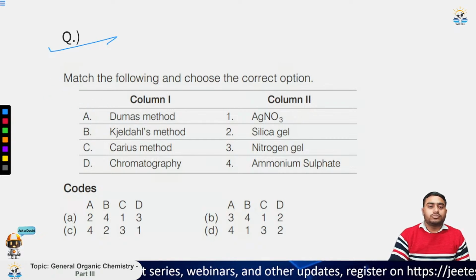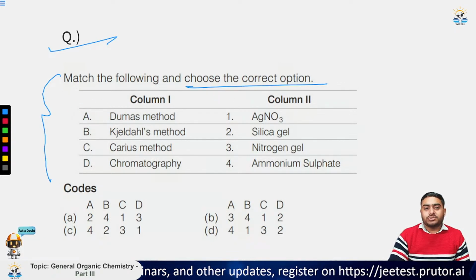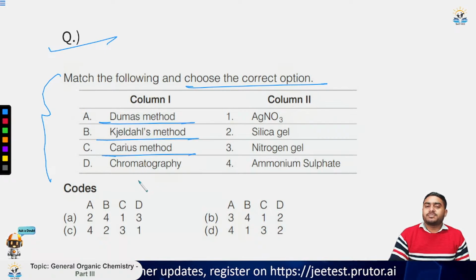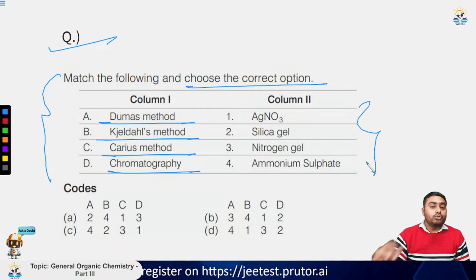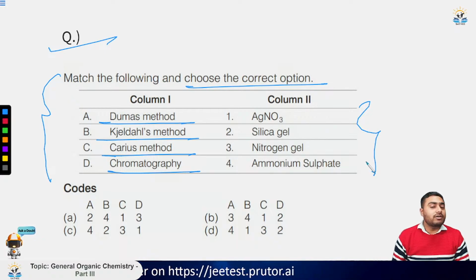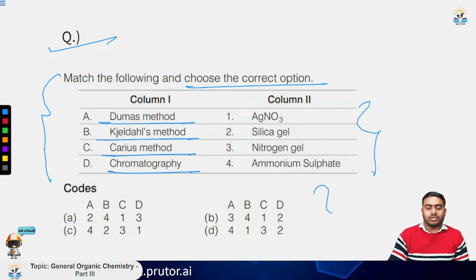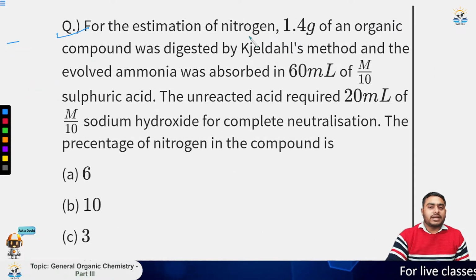Okay, the next question is this. You have to do this question as homework. Match the following and choose the correct option: Dumas method, Kjeldahl method, Carius method, and chromatography. You know the concepts, we have covered the concepts. Now you only have to match column 1 to column 2 and then choose your answer from the given options A, B, C, and D.